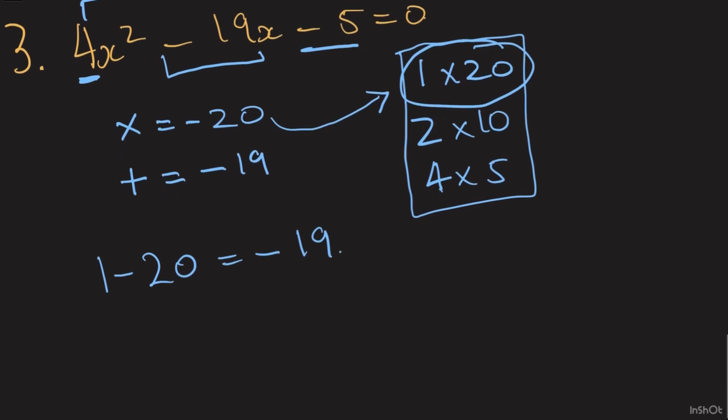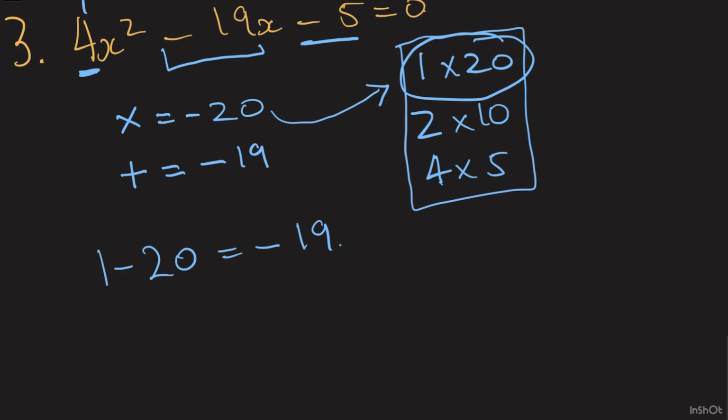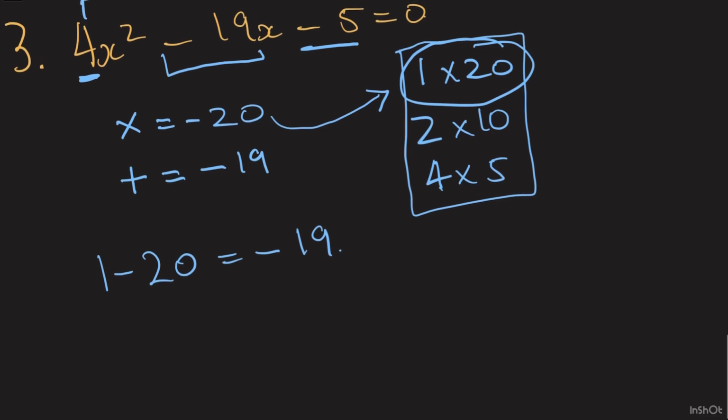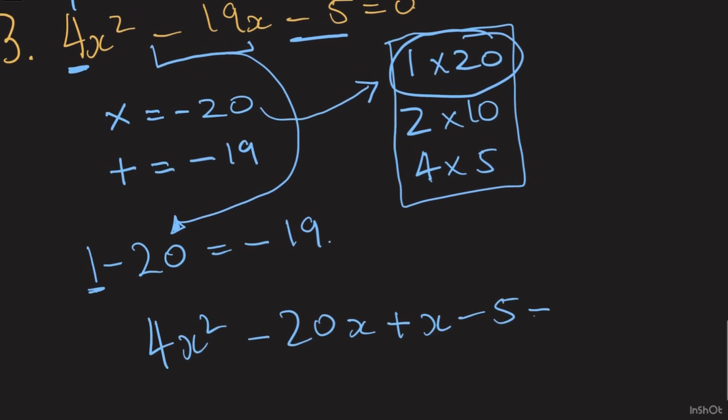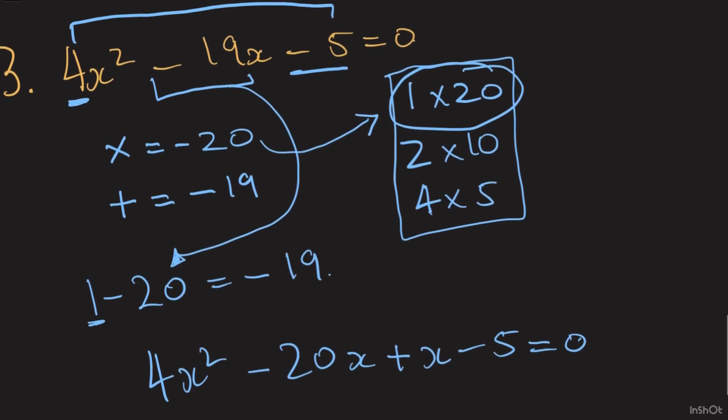Okay, now we have to just rewrite the equation out again. Instead of writing 19, we're just going to write 1x minus 20x. 4x squared minus 20x plus x minus 5. Because the 1 here is positive, I want to write plus x, and minus 20 is negative, so I had to write minus 20x here. Take away 5 equals 0. So same equation as up here, and we've just changed these numbers here.